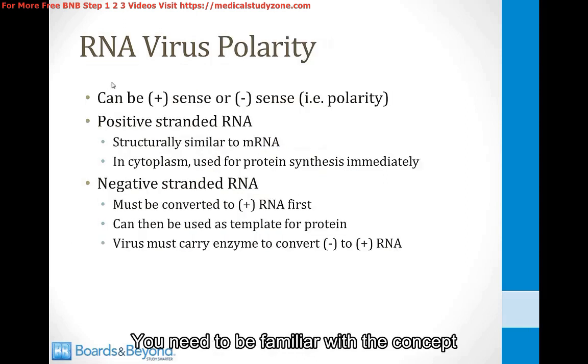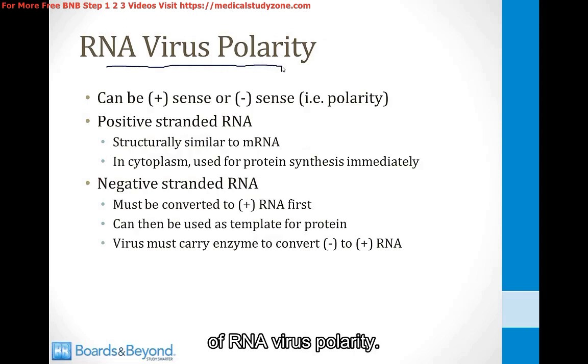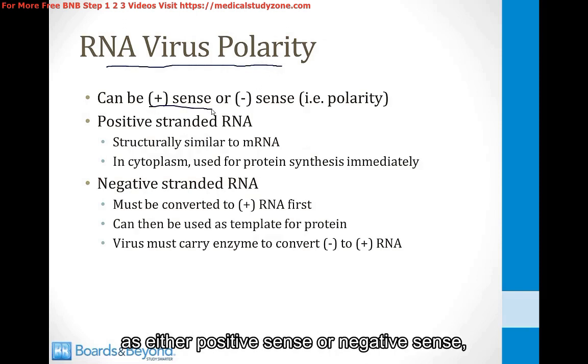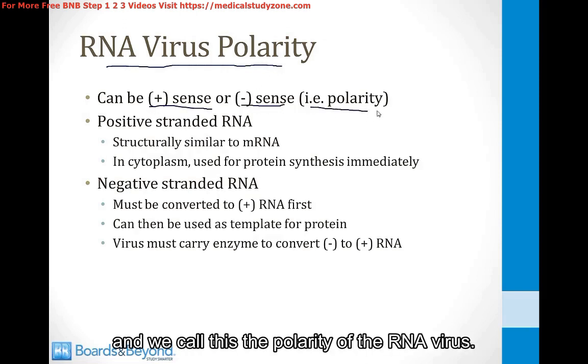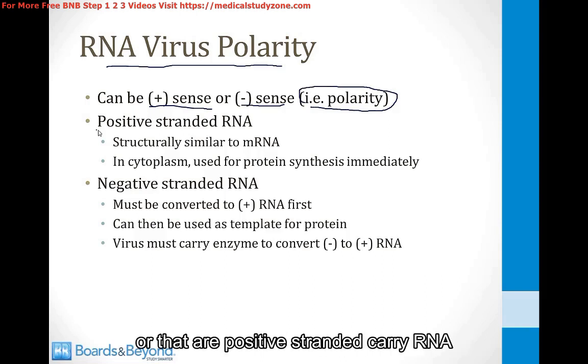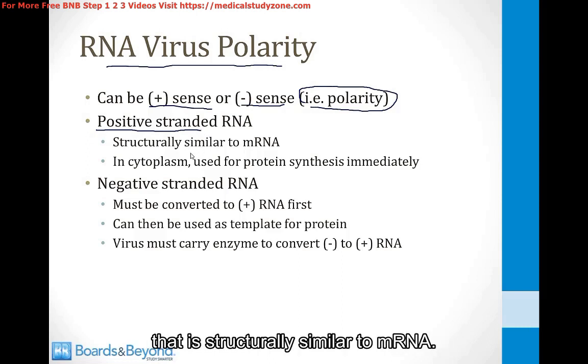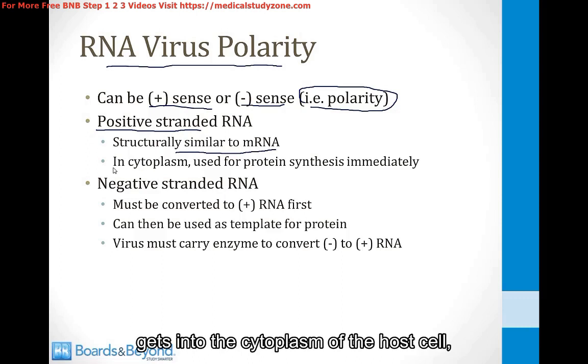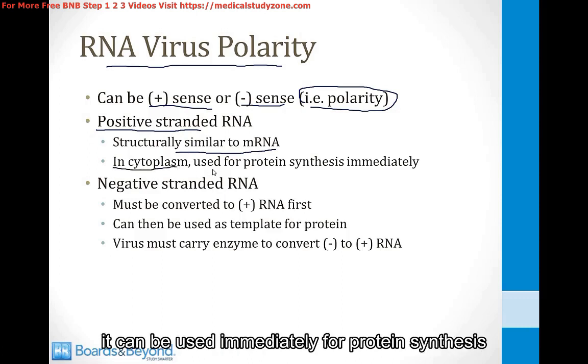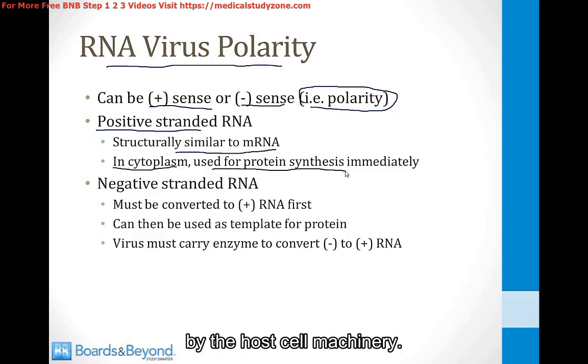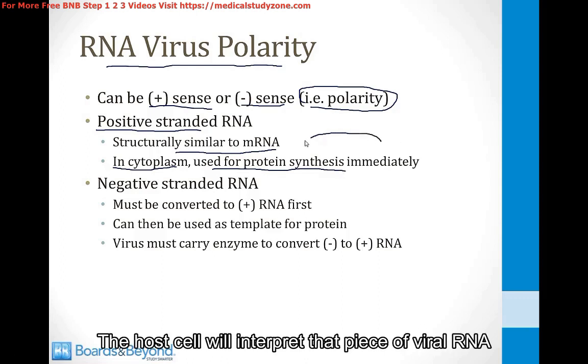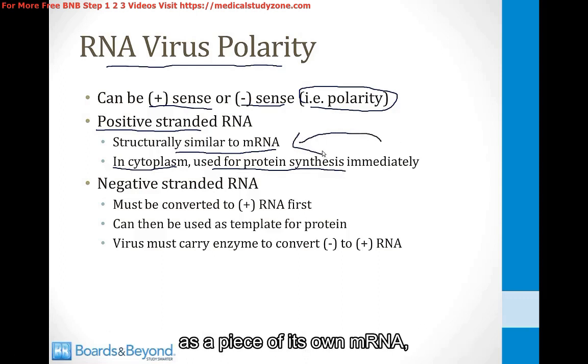You need to be familiar with the concept of RNA virus polarity. So we designate RNA viruses as either positive sense or negative sense, and we call this the polarity of the RNA virus. RNA viruses that are positive sense or that are positive stranded carry RNA that is structurally similar to mRNA. This means that once the viral RNA gets into the cytoplasm of the host cell, it can be used immediately for protein synthesis by the host cell machinery. The host cell will interpret that piece of viral RNA as a piece of its own mRNA, and it will begin synthesizing proteins using the mRNA as a template.